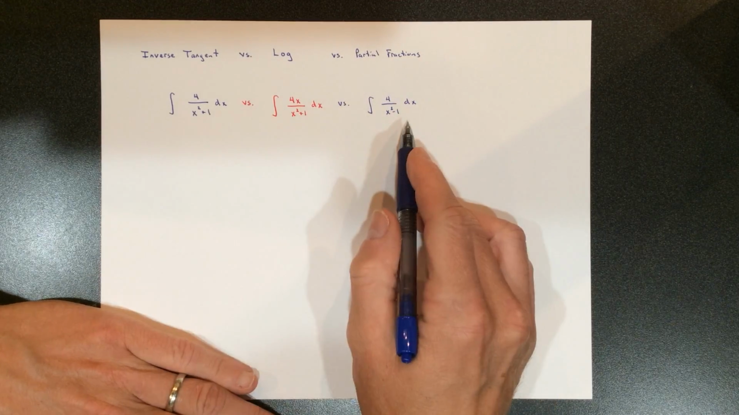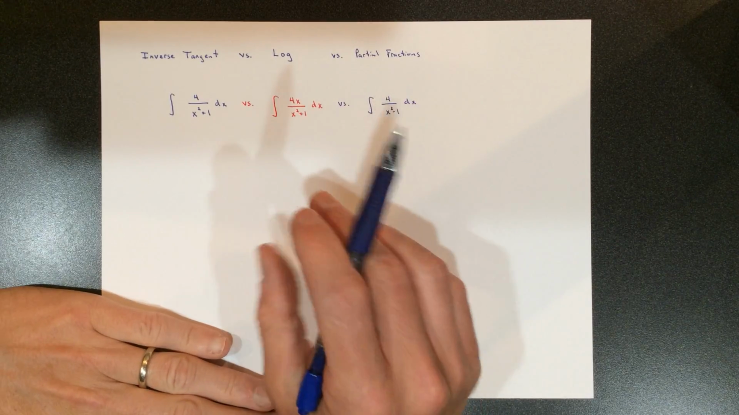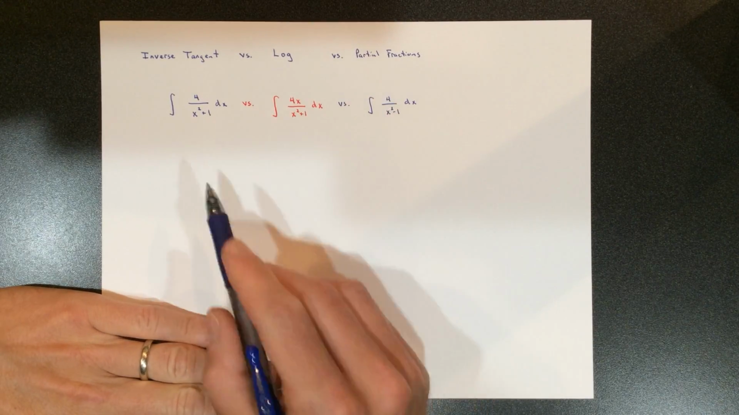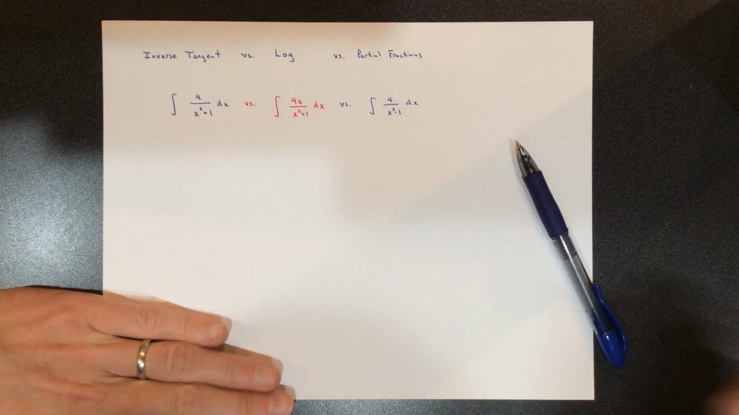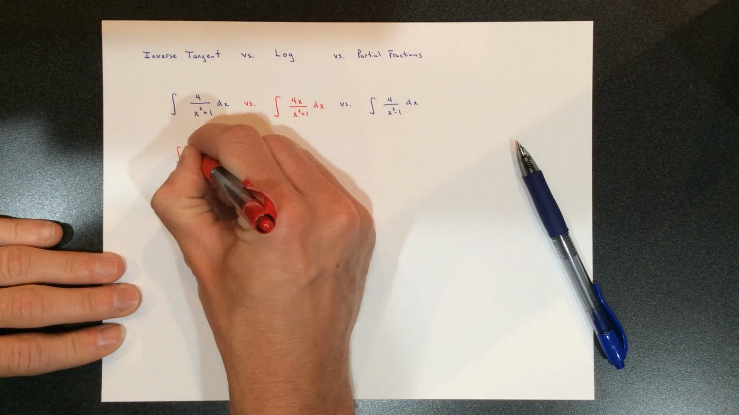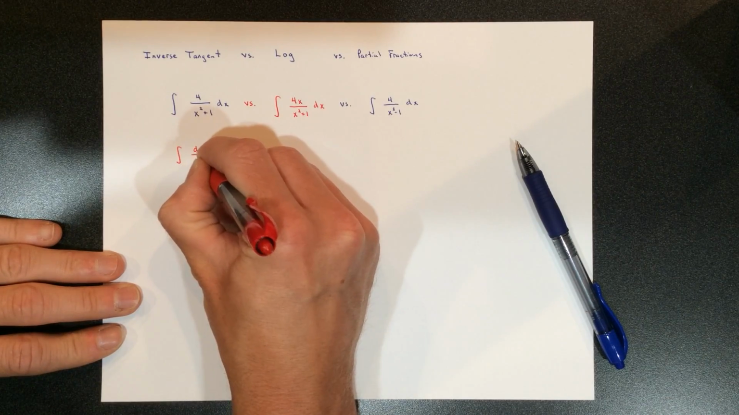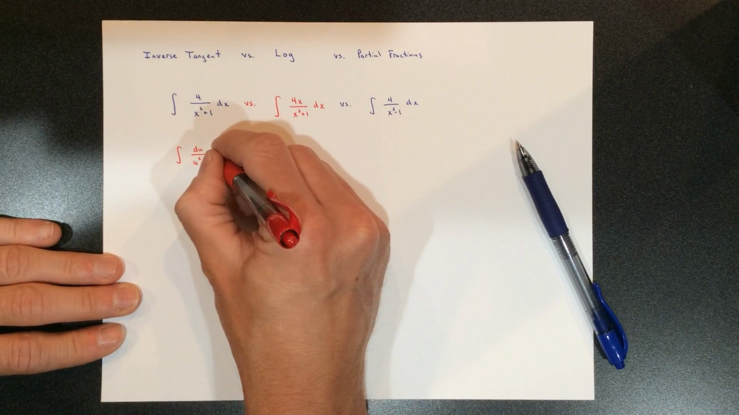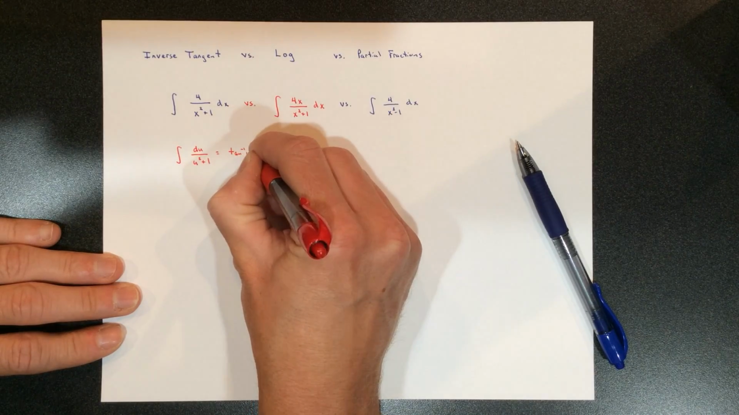All three of these are really similar. They all have a quadratic in the denominator, but they are going to be drastically different integral techniques, and there's reasons. Okay, inverse tangent. The standard basic rule is going to be du over u squared plus 1. That integral is inverse tangent of u.